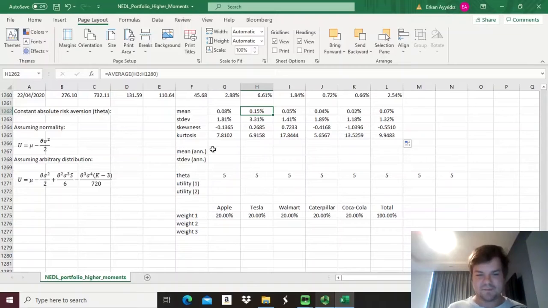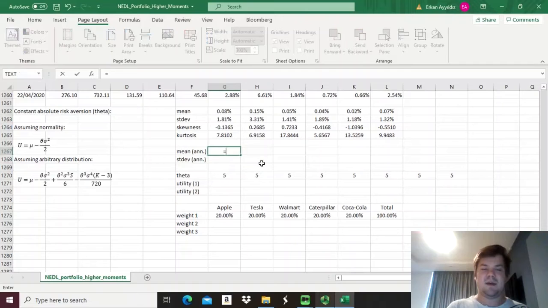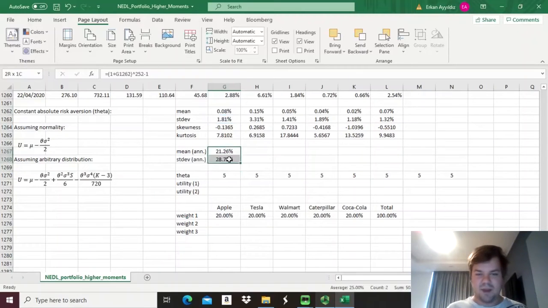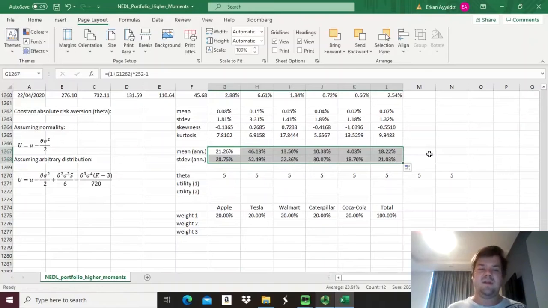So without further ado, what we can do is annualize the mean and the standard deviation of each of our stocks and the portfolio as well. So to annualize the mean, we'll just need to use the 1 plus daily mean to the power of 252, which is the number of trading days in the year, minus 1. And for standard deviation, we should multiply the daily standard deviation by the square root of 252. And then we can drag that around and get the annualized values for all 6 return distributions.